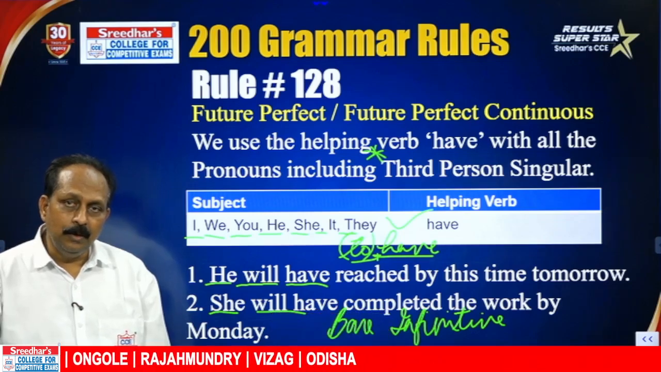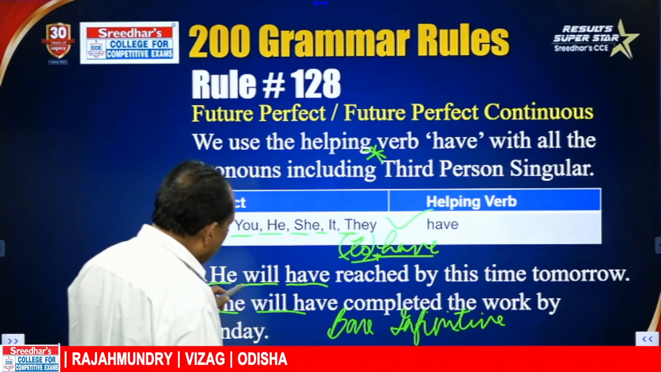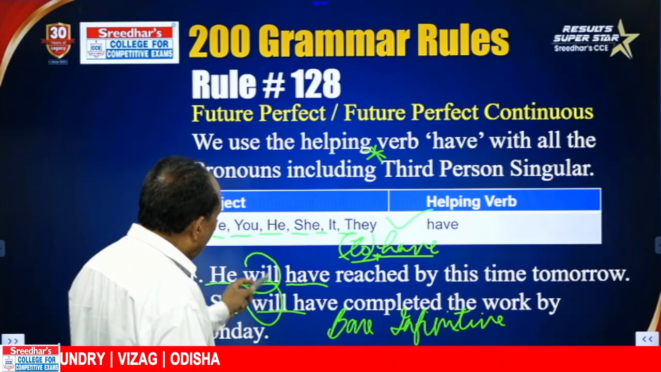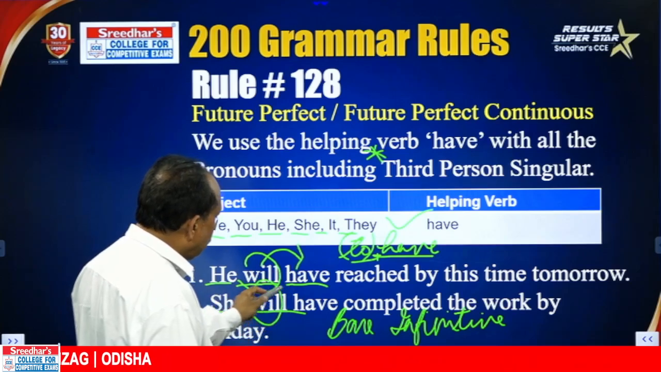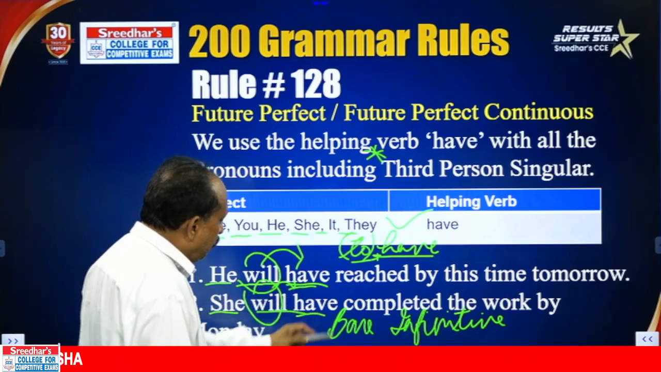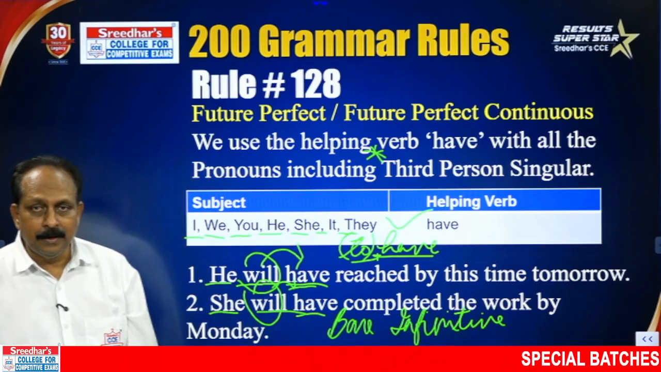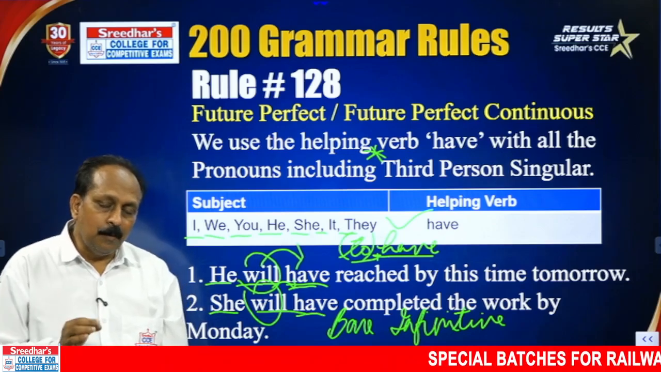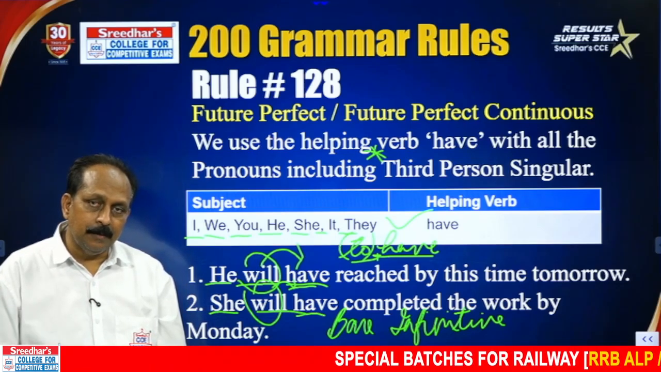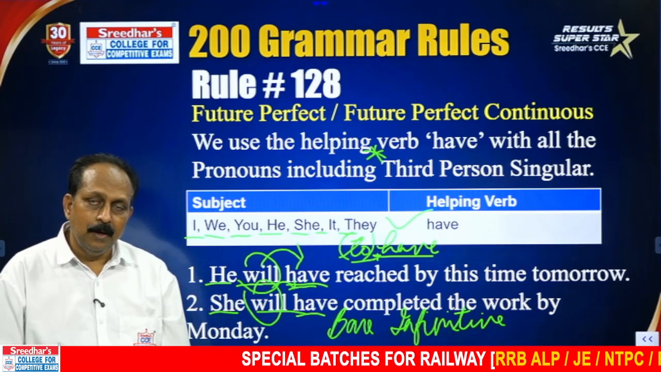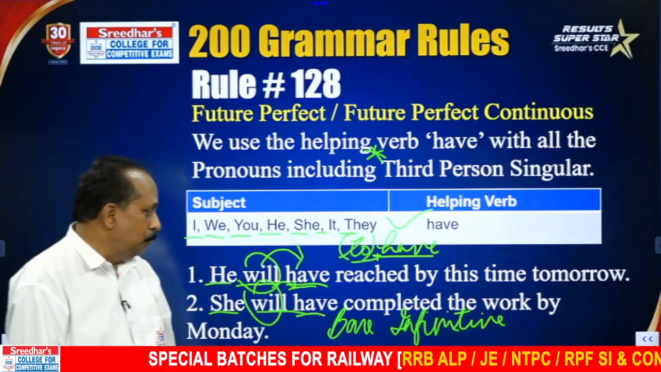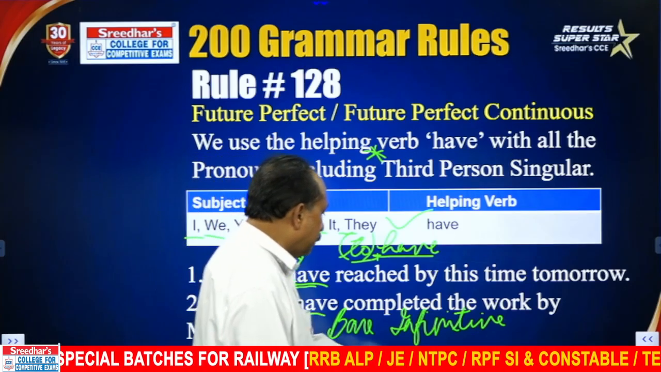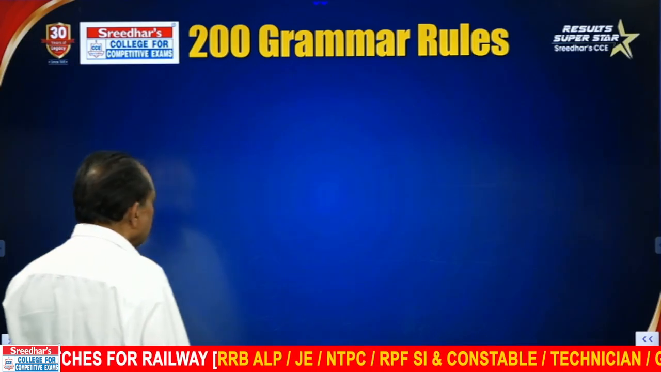What is the other rule? Whenever you come across a helping verb, after the helping verb, if at all there is a verb, and that verb, it can be a helping verb, it can be an action verb, that verb should be in bare infinitive. What is the meaning of bare infinitive? Basic form without to. I hope you guys got it.